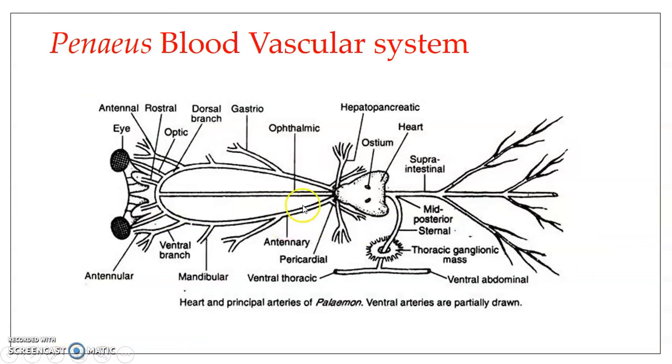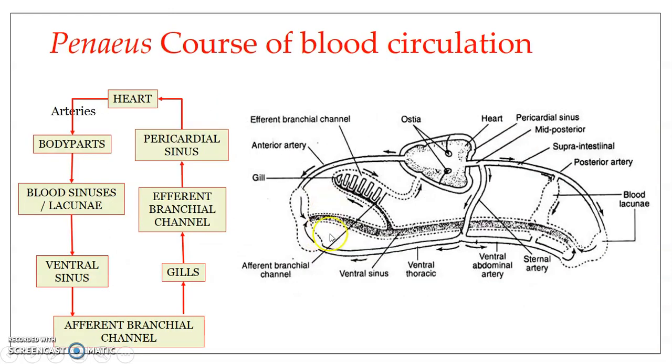Here you can see, it's not seen. Okay. So on either side of the body, they have a pair of ventral sinus, and these ventral sinuses collect blood from various parts of the body, and then from these sinuses, the blood is carried to the gills. You can see here, to the gills, and this is carried via the afferent branchial channel. Okay, and at the gills, what happens? The gaseous exchange takes place. That is, it gets oxygenated, and this oxygenated blood is taken from the gills via the efferent branchial channel, and then it is taken into the pericardial sinus.